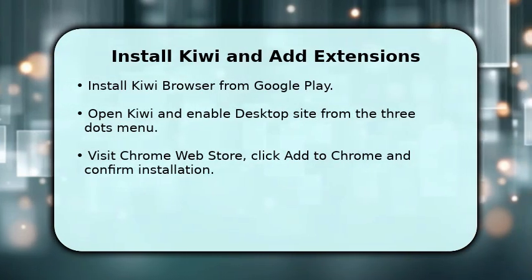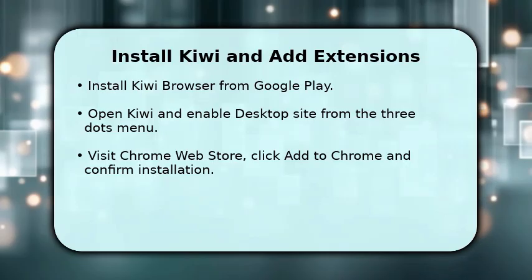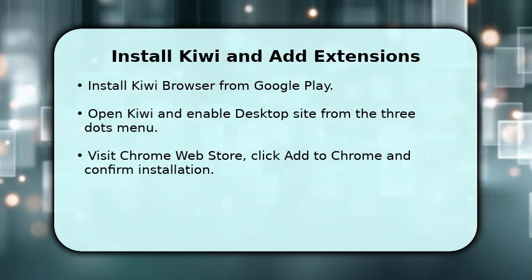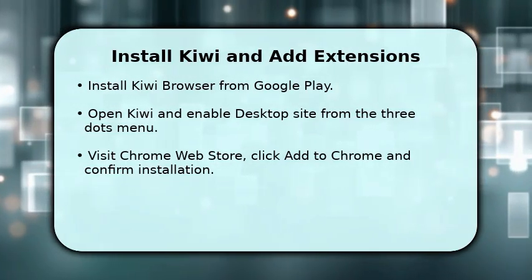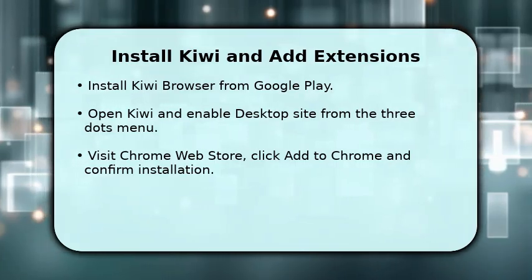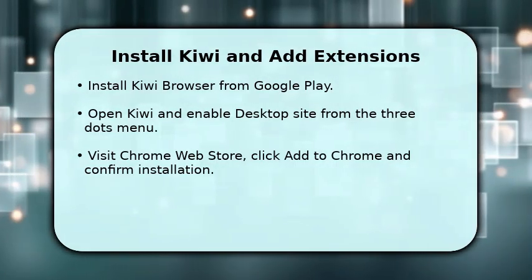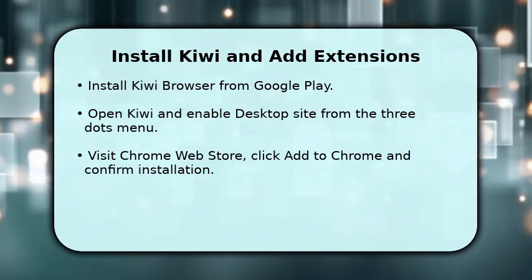Install Kiwi browser from Google Play as your extension host. Open Kiwi and enable desktop site from the three dots menu to mimic desktop behavior. Navigate to the Chrome Web Store using Kiwi while desktop site is active.